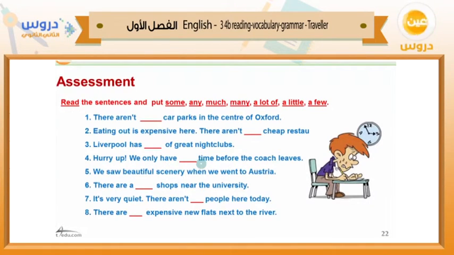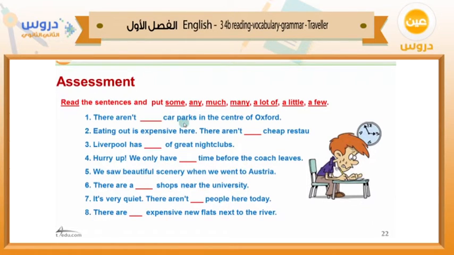So let's try to put these words here from 1 to 8: some, any, much, many, a lot of, a little, few, and a few. Read the sentences. You have 1, 2, 3, 4, 5, 6, 7, and here we have 8. It means there is going to be one which we're going to repeat.